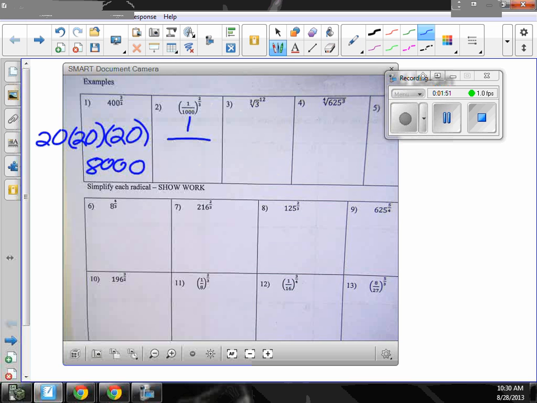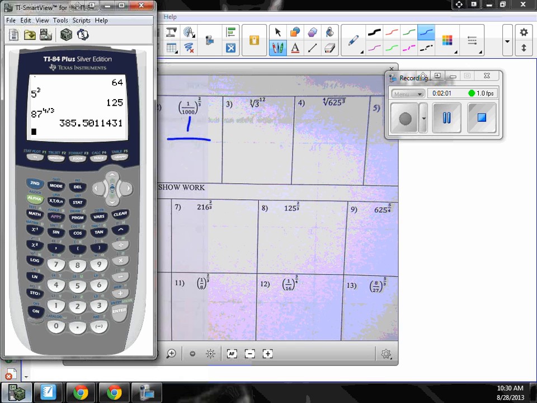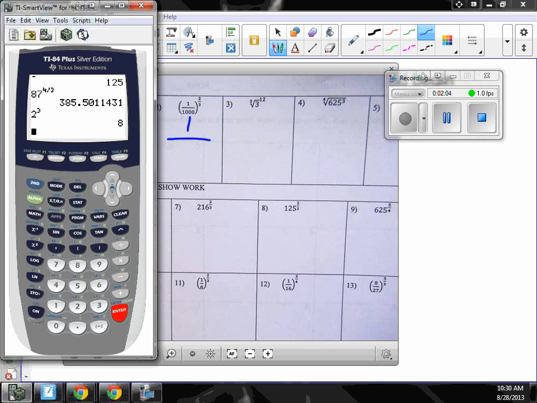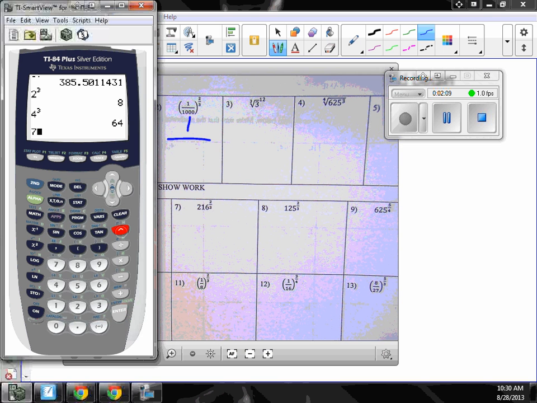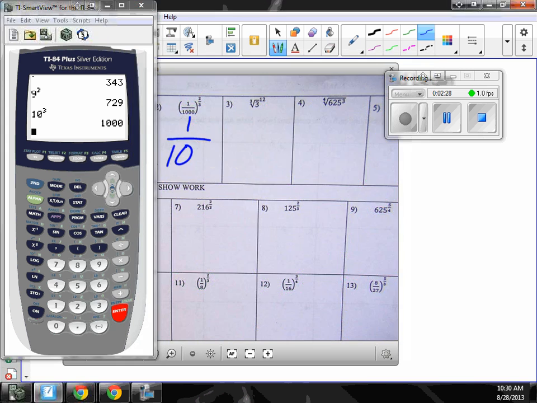Can 1,000 be broken into 3 equal multiplications? And if you don't know, you can always check on your calculator. So let's try 2 to the 3rd. That's too small. 4 to the 3rd. That's way too small. 7 to the 3rd. 9 to the 3rd. I'm getting closer. 10 to the 3rd is 1,000. So it's 10, 10, 10. How many of those do I need to calculate my answer? 2 of them, so the answer is 1 over 100. 1 over 10 times 10.